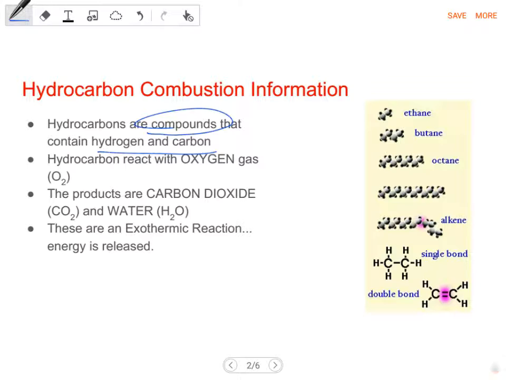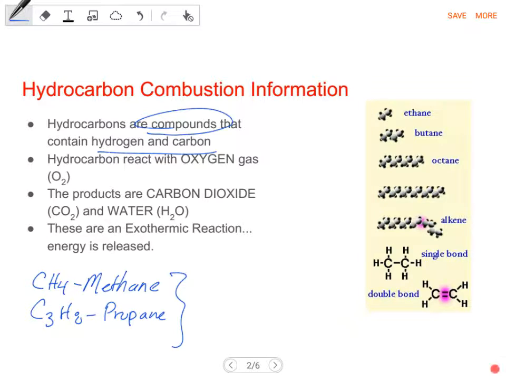Now, hydrocarbons are everywhere. CH4 is methane, and that's what you use to heat your house. Propane, which is C3H8, is what you have in your barbecue. We have octane. Octane is the major component of gasoline. So basically, hydrocarbons are compounds that we use every day.